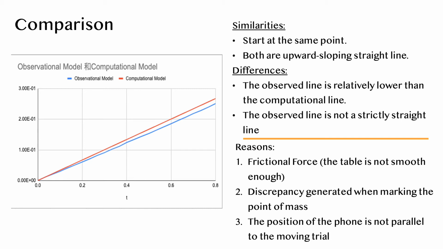And second is the discrepancies generated when marking the point of mass. I mark it manually, so it's very likely that there are some errors generated. And the position of the phone is not strictly parallel to the moving trail, because I fixed the phone on the table, and it's very likely not parallel to the trail of the ping pong ball.